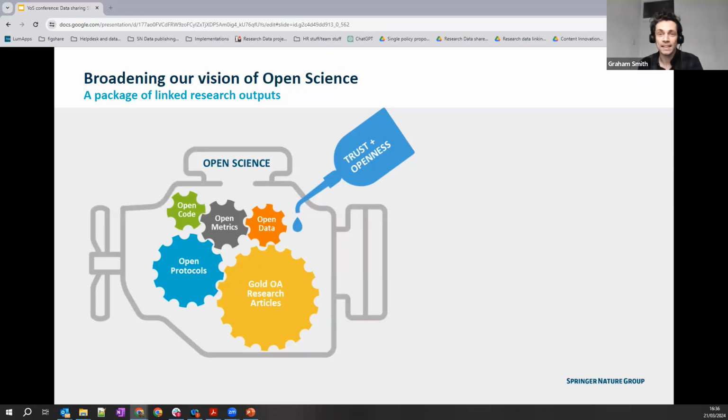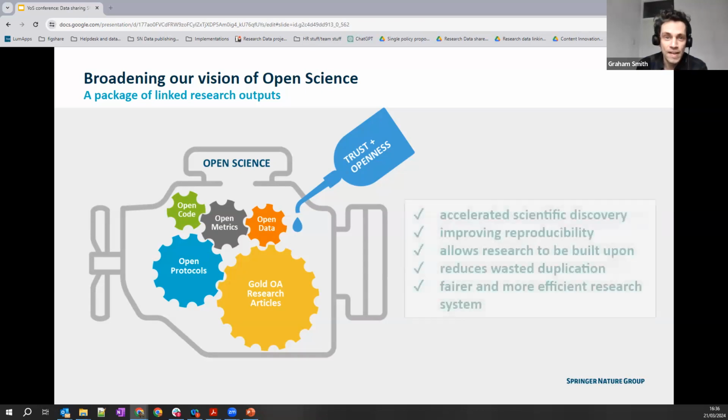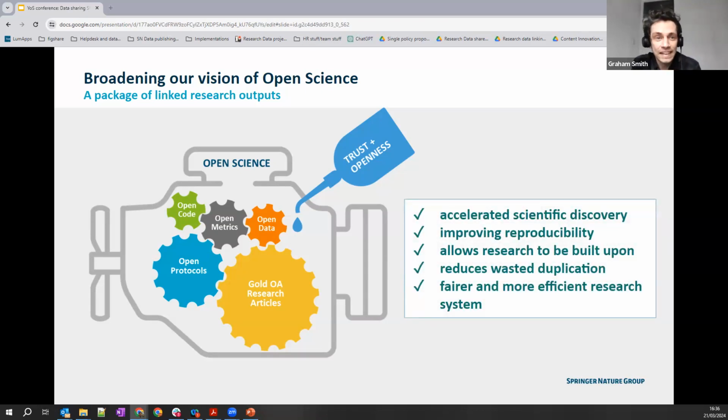But where we're heading is to broaden this from just the article to actually ensure that those integrity measures, those credit mechanisms reflect, for example, data, code, protocols. So more like a package of open outputs. And the key idea here is that embedding of trust and integrity within that process is something publishers can play a role in.